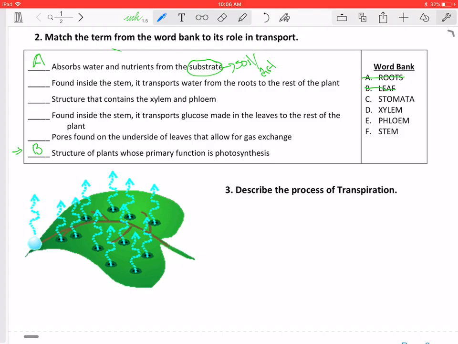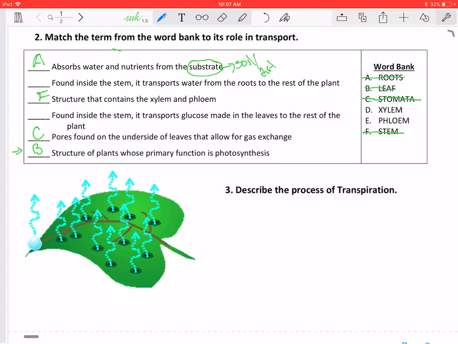So this is looking at the second one from the bottom here. So pores found on the underside of leaves that allow for gas exchange. So that's C, our stomata. So our structure that contains the xylem and the phloem, that's F, or our stem. And then, so that leaves us with the xylem and phloem and what their functions are.